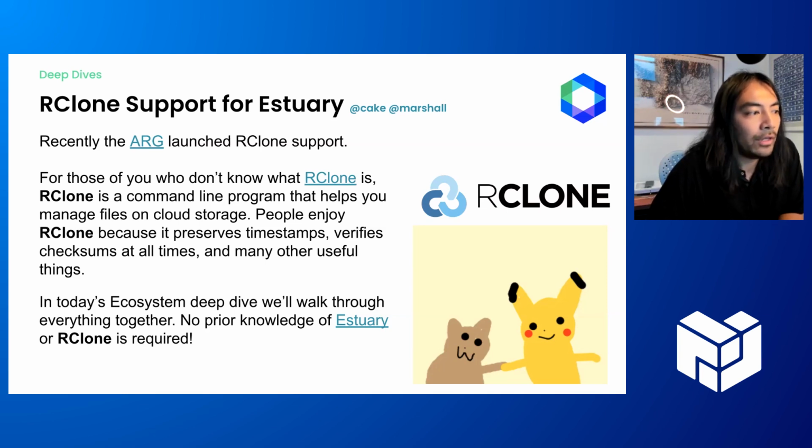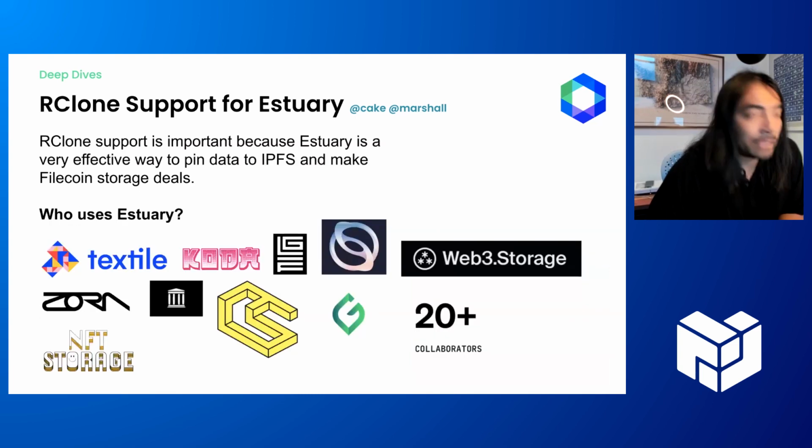that's really useful. Today we will go through a deep dive of how everything comes together, and you don't need to know much about Estuary or Rclone to follow along. It's important because Estuary is an effective way to pin data to IPFS and make Filecoin storage deals. If we have Rclone support, that just means many more files, potentially many more petabytes of storage. Currently, Estuary is being used by Textile, Web3 Storage, NFT Storage, Zora, ChainSafe, and many other collaborators too. So we're hoping that this will open the funnel for more data.